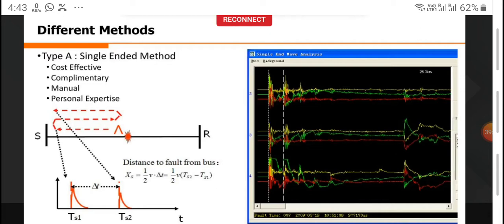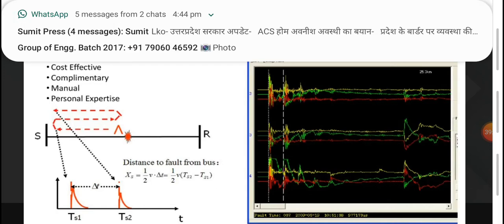So at the S end, one pulse at TS1 will be captured, then it will be reflected back, then again it will be reflected back from the fault end, and then it will be the second wave that you will be getting. It is just like any other methods that you have seen in the offline conditions.